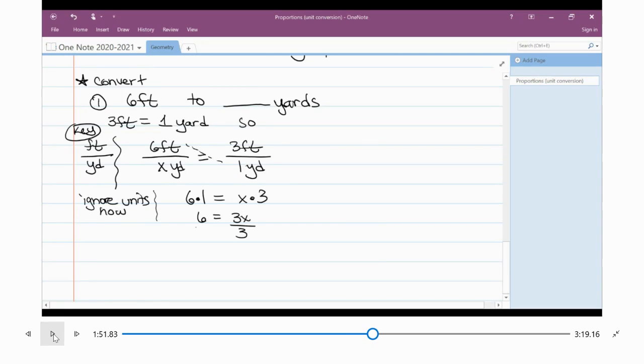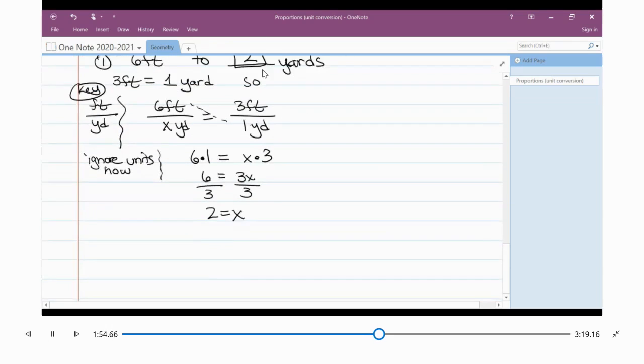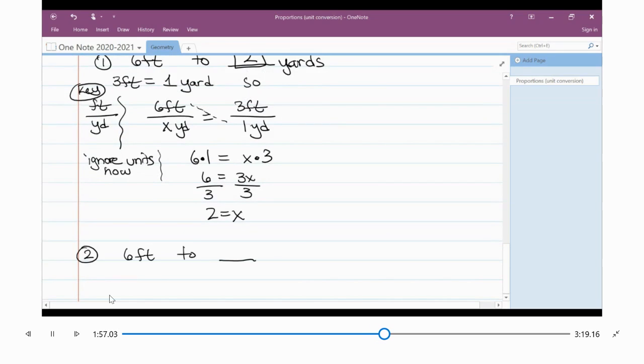Now, science doesn't want you to do that. That's why they use something called dimensional analysis. We're going to do it just slightly different in geometry. So it ends up being 2 yards. Put your answer up top and box it in.